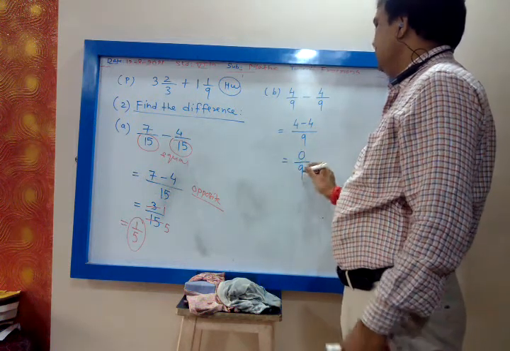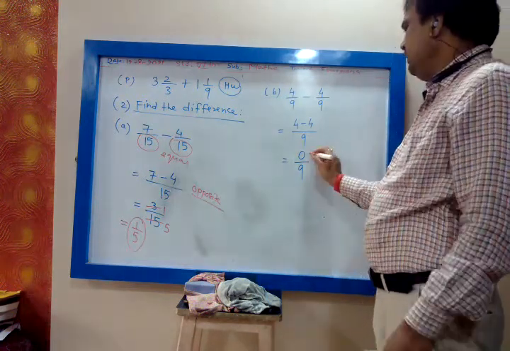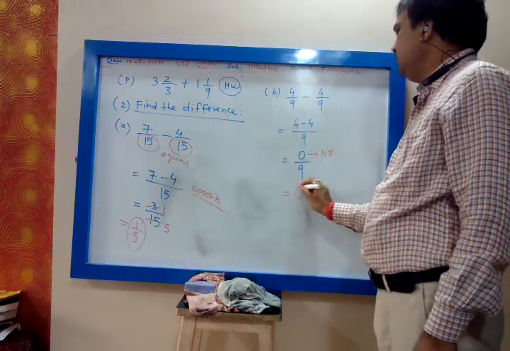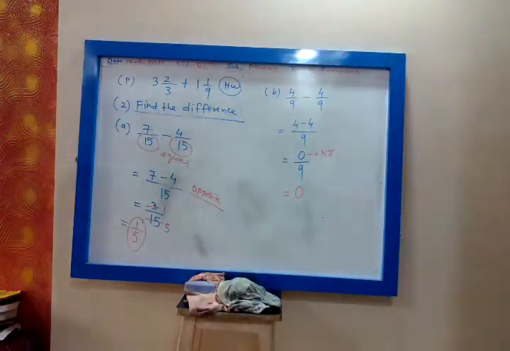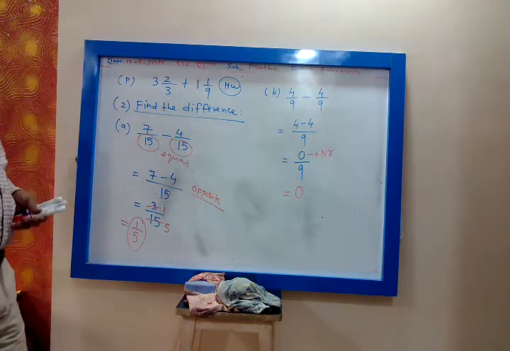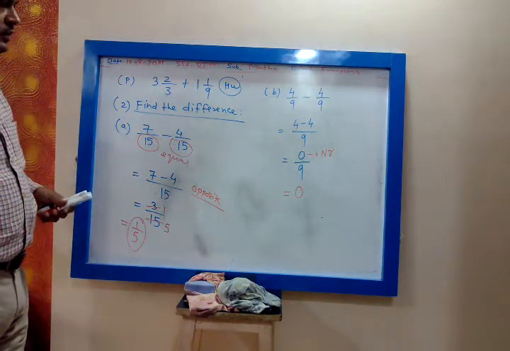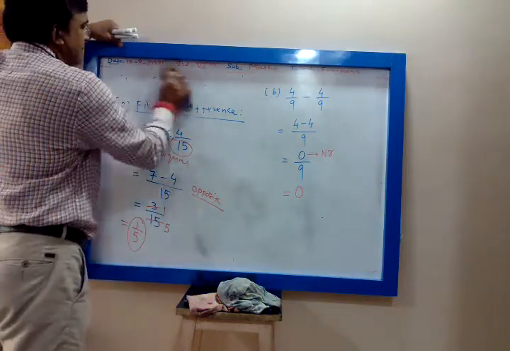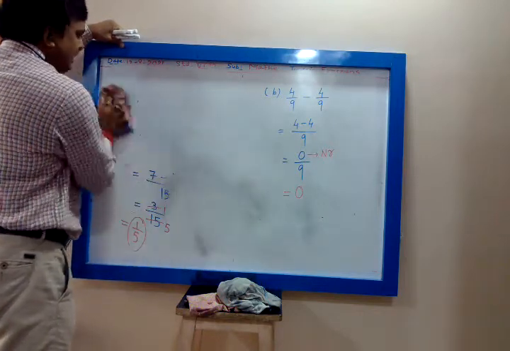0 upon 9. Wait. My dear, the numerator is 0. Whenever the numerator is 0, then the value becomes 0. The answer is 0. When the numerator is 0, then the answer is 0. When the denominator is 0, it is infinity, not defined. So 0 upon 9 will be 0. Okay? 0 upon 0 is different from 0 upon 9. In 0 upon 9, the numerator is 0. If the numerator is 0, then the answer becomes 0.